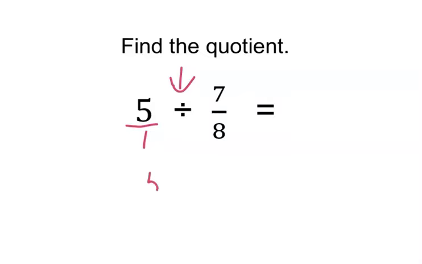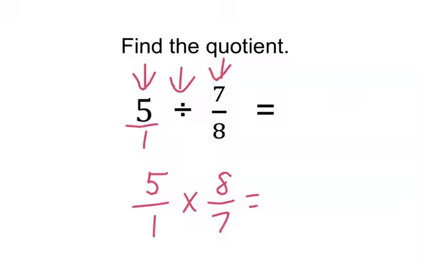So 5 over 1 stays the same. And then the division sign becomes a multiplication sign, and then we do the multiplicative inverse, or the reciprocal, of 7 over 8, which makes it 8 over 7. And then again, we'd like to look to see if we can cross-reduce anything. Well, there's nothing we could cross-reduce between the 1 and the 8. Just 1 goes into that. That won't change anything. And nothing goes into both 5 and 7. So we're just going to multiply across.